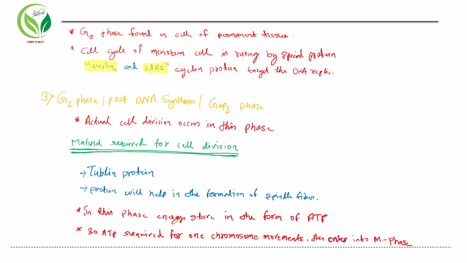You have to remember that division of the cell occurs in this phase only. And in G2 phase, what materials are required for the division of the cell? Materials means some proteins are required, which is called tubulin protein. So you have to note this tubulin protein also. This protein helps in spindle formation. You have to remember this.